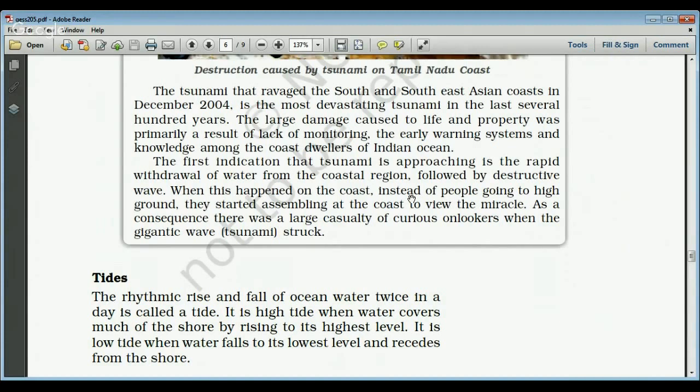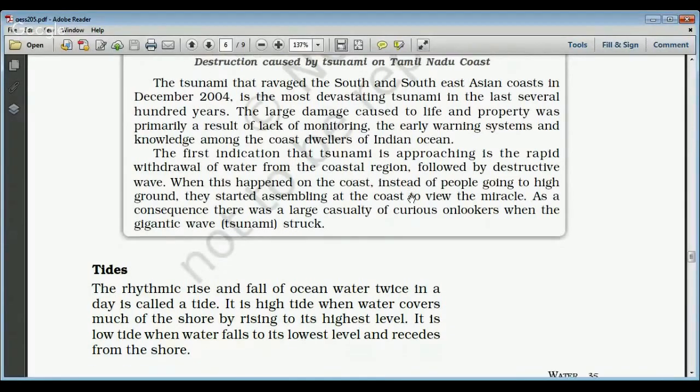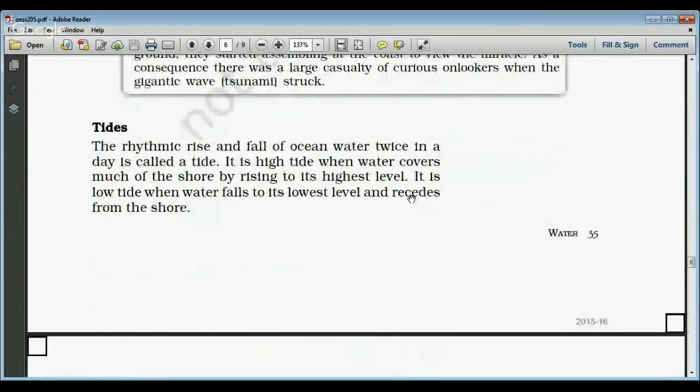So this is one of the indications of the tsunami. And whenever this happens, instead of going to high ground or other safe places, people start assembling at the coast to view this miracle, because people are generally not aware. And as a consequence, there were large casualties of curious onlookers when the gigantic wave, that is the tsunami, struck. So the first type of ocean circulation according to this chapter was the wave.